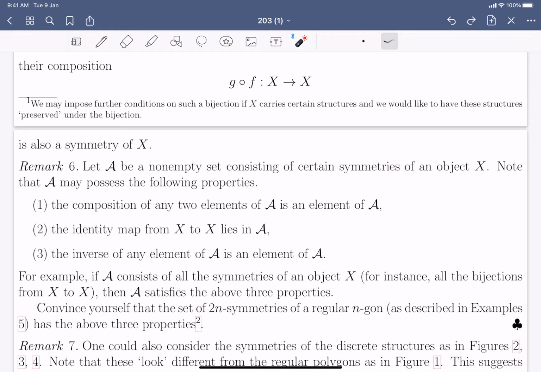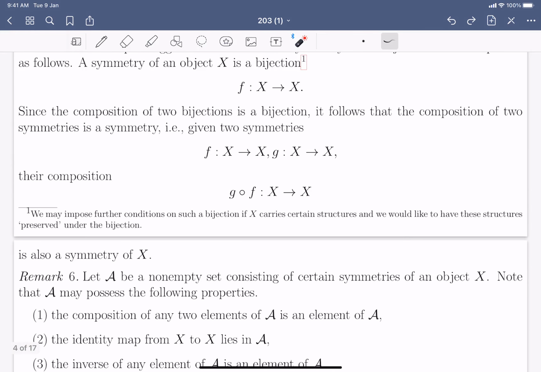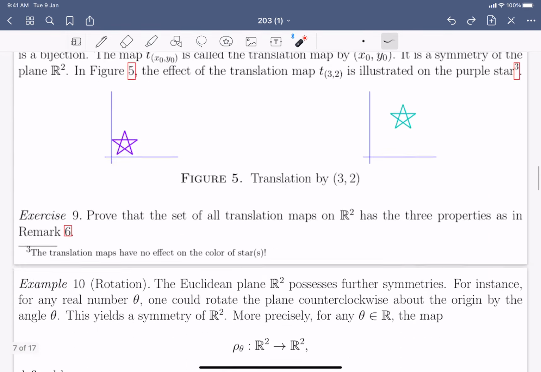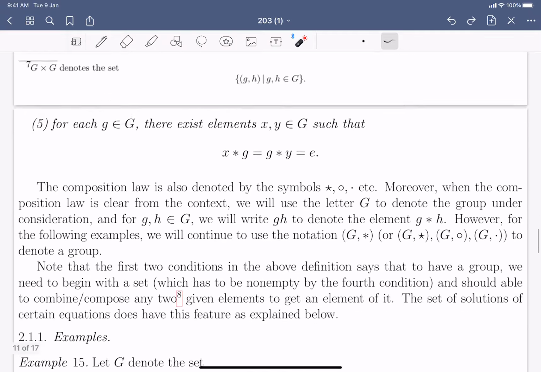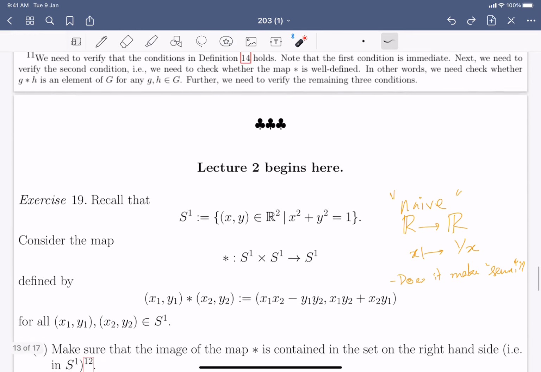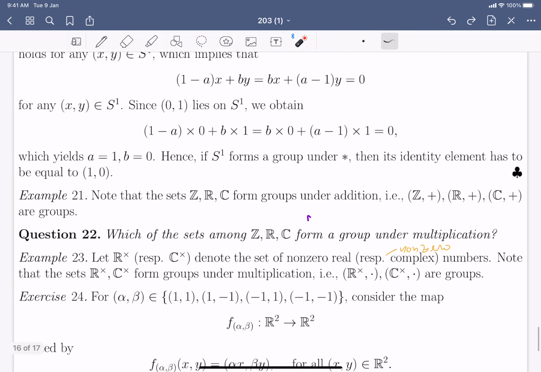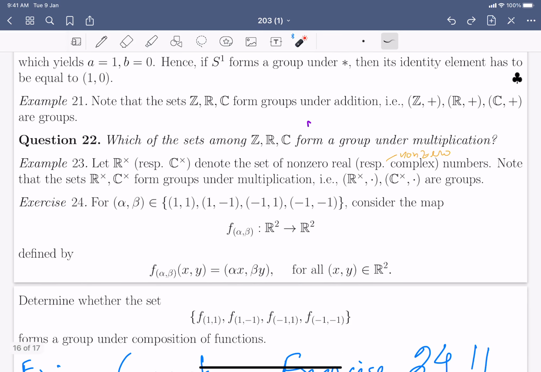Here is a non-empty set consisting of certain symmetries of an object, and when you're trying to come up with the notion of symmetry, we thought that we can define that to be a bijection f from X to X. Whenever you have two bijections f and g, you can compose them. That will give us another bijection g composed with f, and so on. Here is an example that tells you that if you consider certain bijections of some objects, then you end up getting a group.